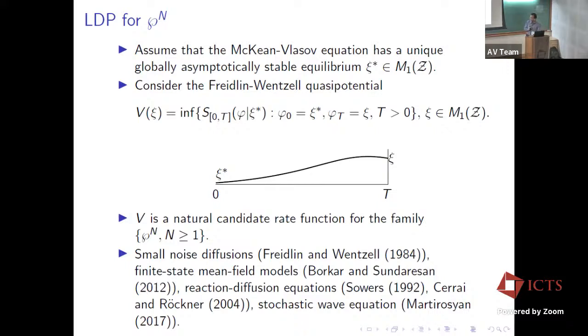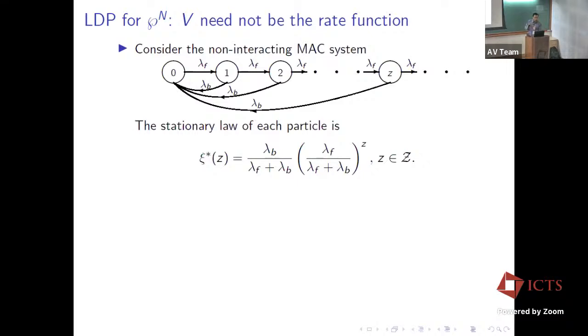For example, Freidlin and Wentzell proved that this is indeed the rate function for small noise diffusions. We had some work for finite state mean field models where we showed that this was indeed the rate function, but the states were finite in that case. For reaction diffusion equations, Rich Sowers had shown a similar result, but that was a more general state space. Sowers was looking at reaction diffusion equations. Sritharan and Röckner had a similar result for diffusion spaces, as well as Marty Rossian, who had looked at a stochastic wave equation. So for all of these, this V is indeed the rate function associated with the large deviation principle for the invariant measure.